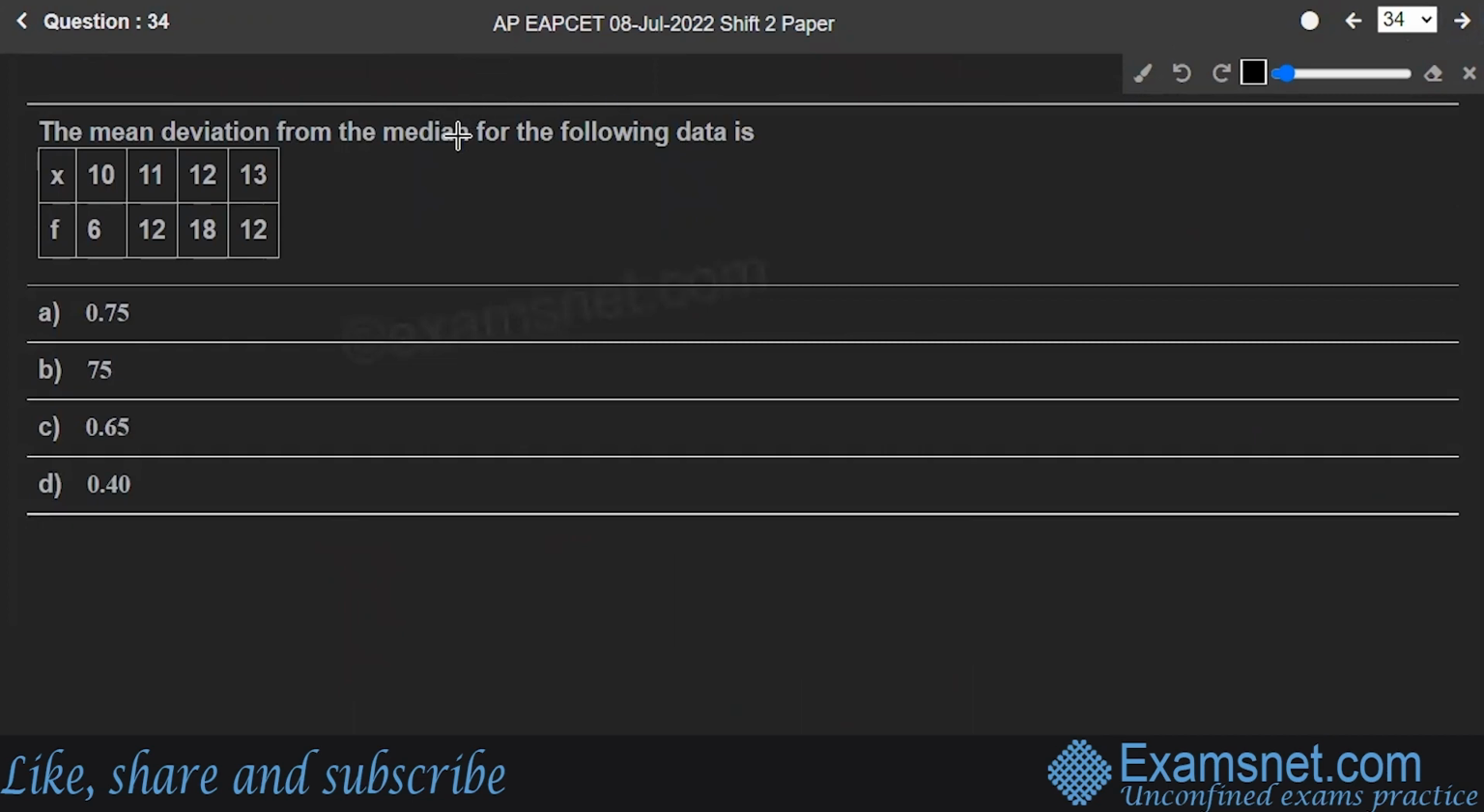Next is question number 34. The mean deviation from the median for the following data is. This is the given data. Let's make a table of it. So first xi, that is 10, 11, 12, 13. This is fi: 6, 12, 18, and 12. CF is given by 6, 18, 36, and here will be 48.